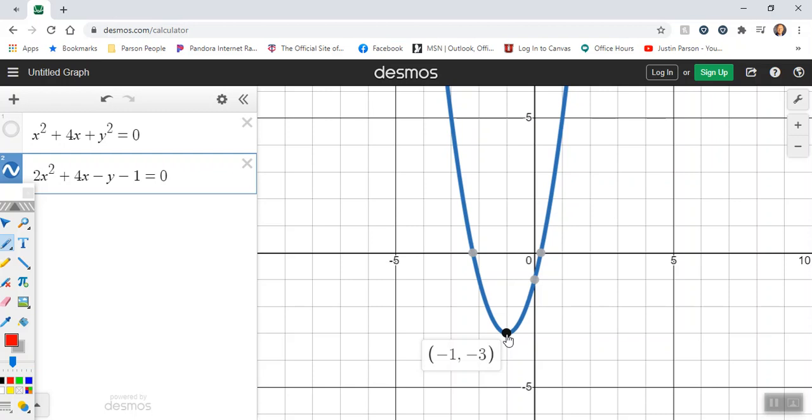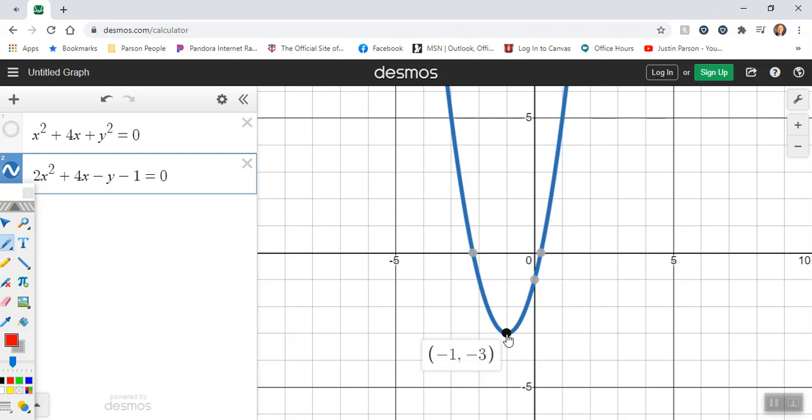So when x was negative 1, y was what value? When x was negative 1, plugged it in, y turned out to be what? Negative 3. So the vertex here would land at negative 1, negative 3. Okay, so I'd much rather have you go that route, I think.